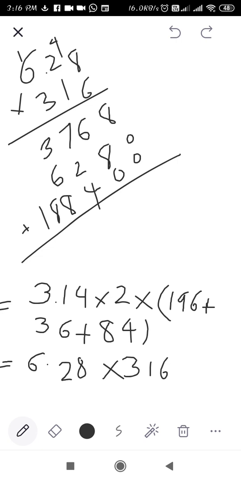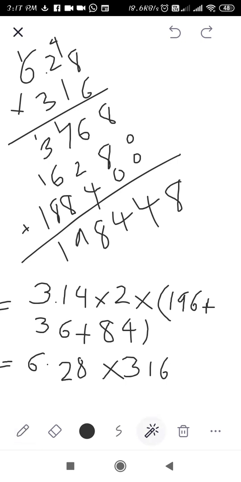Okay. So 8 plus 0, 8. 8 plus 6, 14. 4 you will write, 1 carry. Okay. 7 plus 1, 8. 8 2s are 10 plus 4, 14. 4, 1 carry. Okay. 8 plus 6, 14. 14 plus 4, 18. 8 you will write here, 1 carry. So 8 plus 1, 9 and then 1 as it is. Okay. So you get here 198,448.